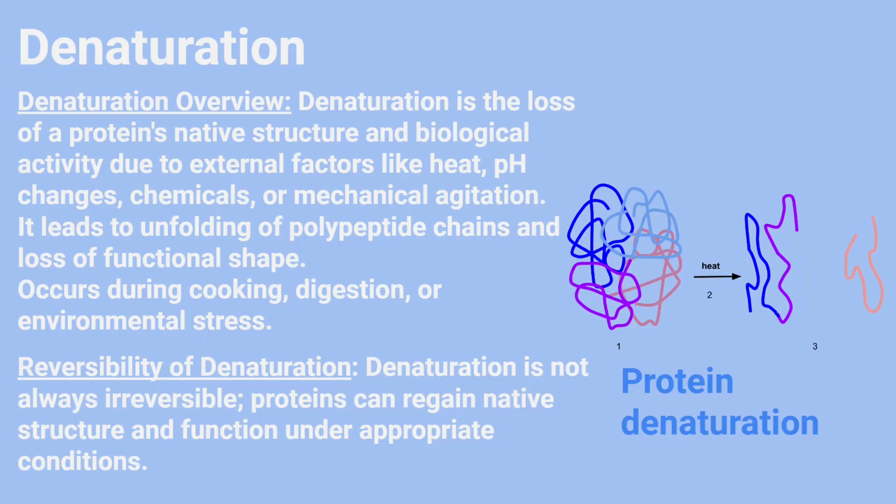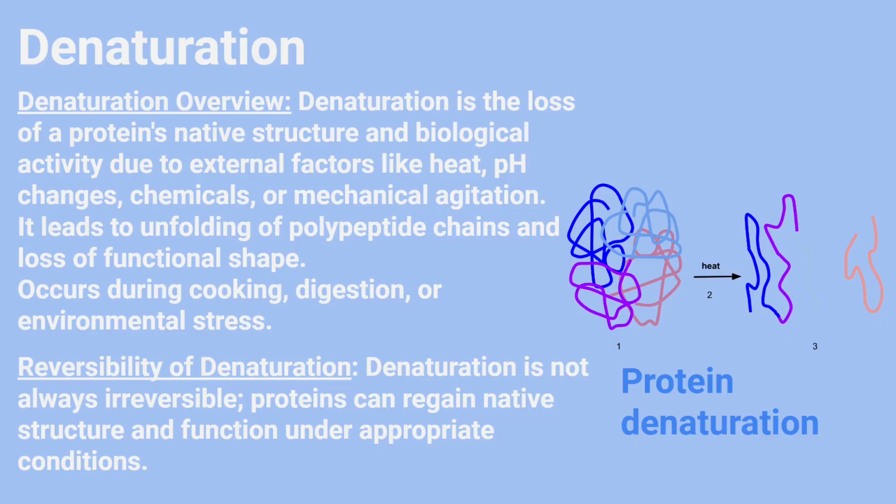Now let's talk about another important aspect, denaturation. It is a process in which a protein loses its native three-dimensional structure and, consequently, its biological activity due to external factors such as heat, pH changes, chemicals, or mechanical agitation. This disruption of the protein's structure leads to the unfolding of its polypeptide chain and the loss of its function.